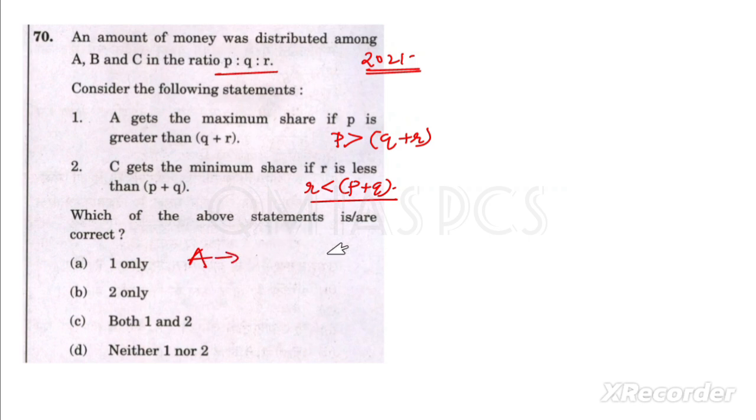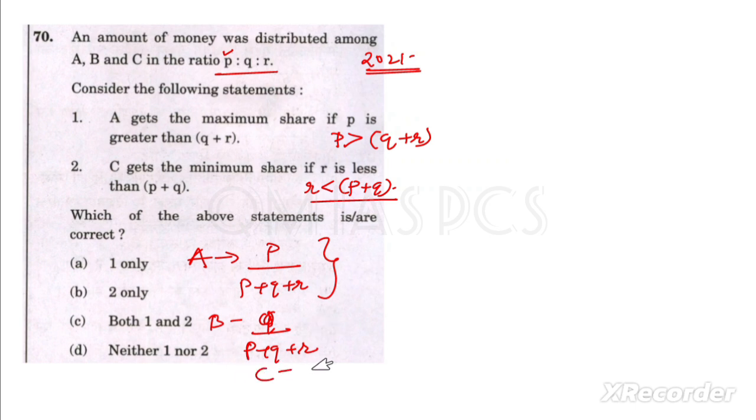For A we can say the desired value of A is P, that means P divided by the total value, P plus Q plus R. This is the ratio. If the total value is given, we can multiply that with it, but that is not given. So simply say this is the ratio for A. For B it will be Q by P plus Q plus R. For C we can say R by P plus Q plus R.